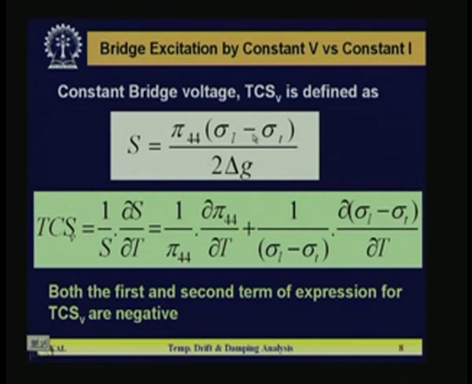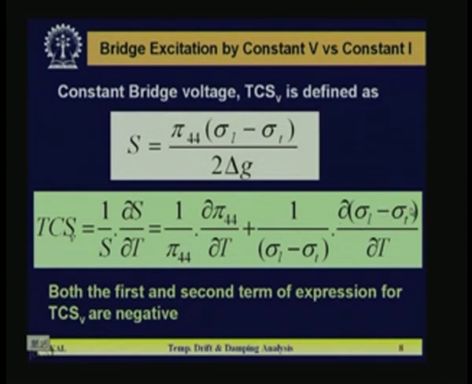So, the sigma L, sigma T variation is expressed by 1 by (sigma L minus sigma T) del (pi L minus pi T) by del T. So, that is the temperature coefficient of sensitivity when you consider the constant bridge voltage. In this particular expression, both the first and second terms of the expression are negative. That means the first term and second term both are negative.